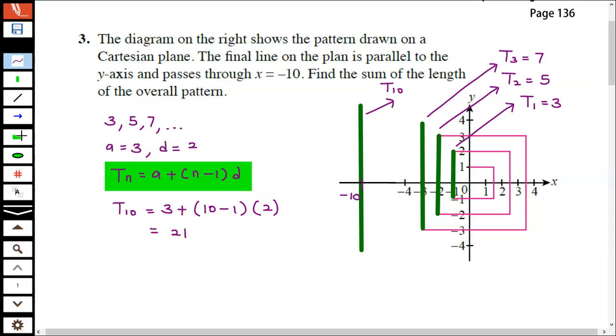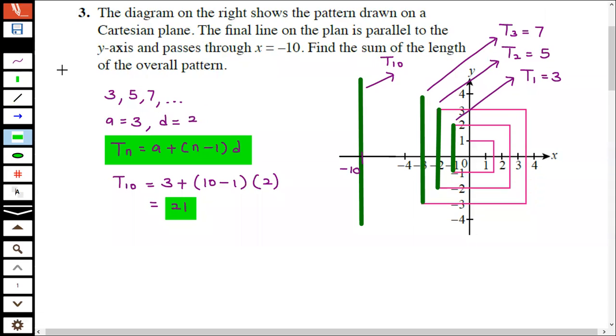21. What is this 21? The 21 is the last term of our pattern. You understand, right? That is the last value of our pattern. Okay, let us move on to the pattern now.